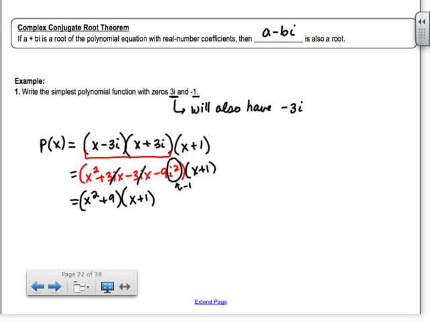All right, now you FOIL these out. So first is x squared times x, so x cubed. Outer is plus x squared. Inner is plus 9x. Last is plus 9. That's your polynomial.